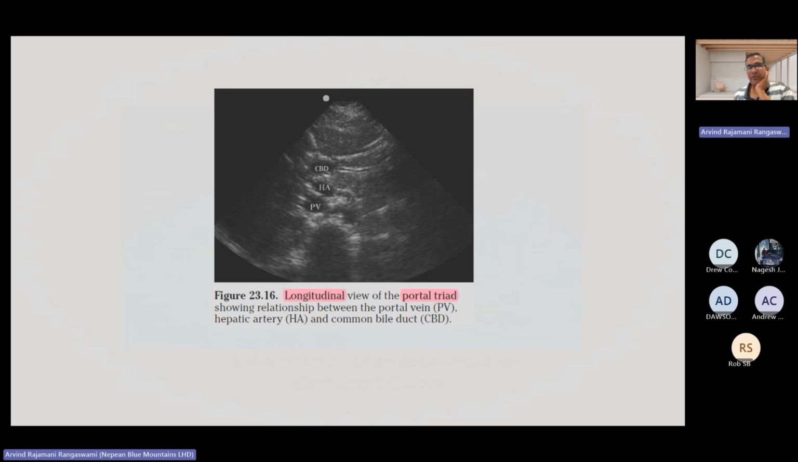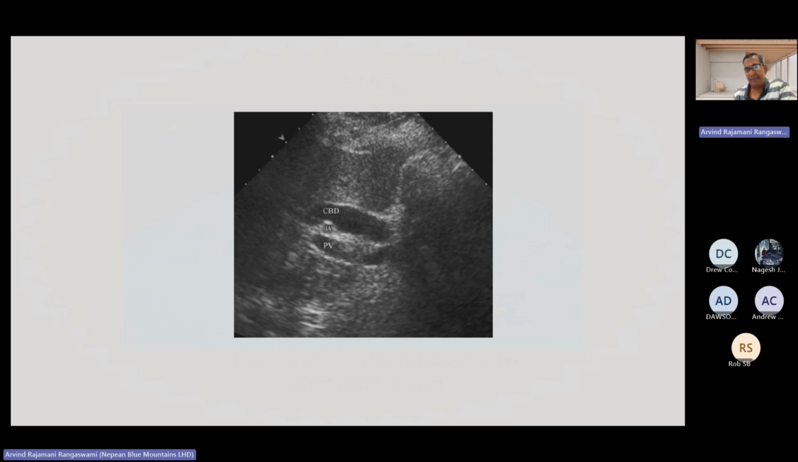If you do a longitudinal view of the portal triad, then you'll have a different relationship. You'll have the portal vein being most posterior, and then just anterior to that, you will have the hepatic artery, and just anterior to that, you can have the short axis of the CBD. Okay.